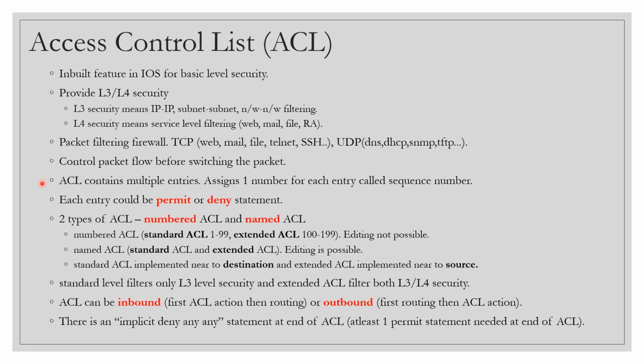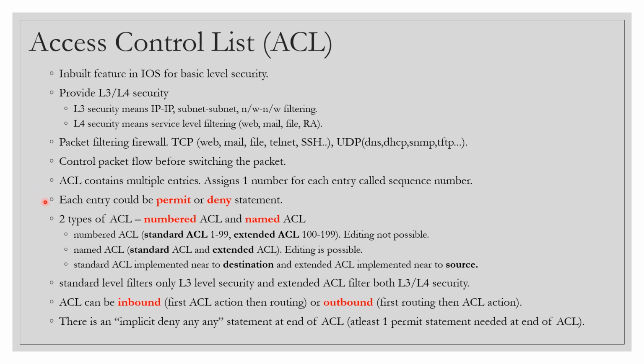When you type the ACL command, and that's what we are going to do in the lab, you will see it has multiple entries. That means ACL can say, for 1.1 you can block the web, for 1.2 you can block the mail, for 1.3 you can block the file service, and so on. So multiple entries can be there, and it also assigns a unique number to each entry. That number is called a sequence number, let's say 10, 20, 30, 40.